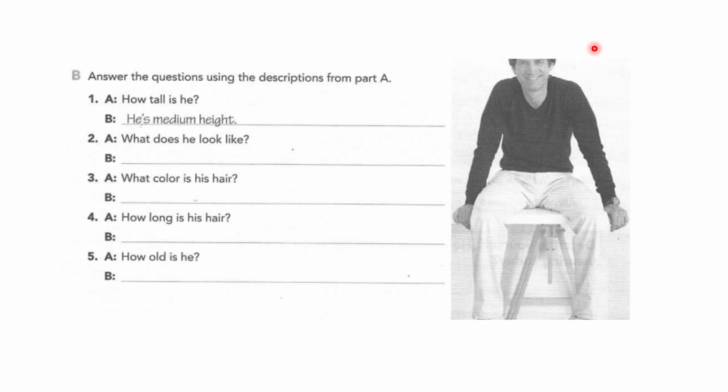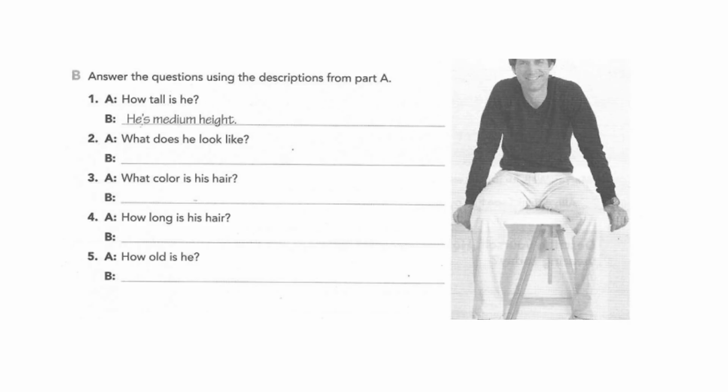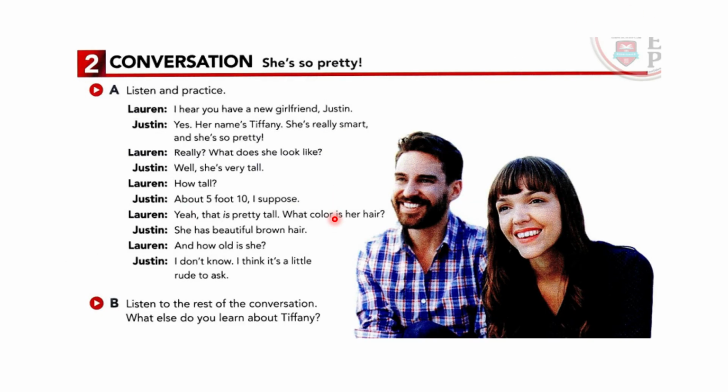Okay, was that part understood? Yes, teacher. Nice. So, now it's your turn to speak. Let's read this. Who is going to begin with the reading? Okay, Joangel Gomez and Saoni. Joangel is going to be Justin and Saoni is Lauren. Go ahead.